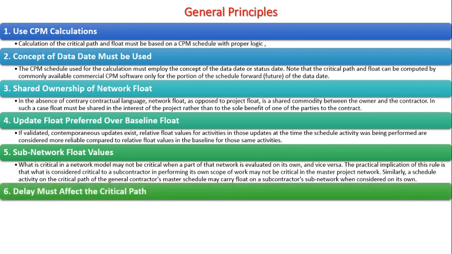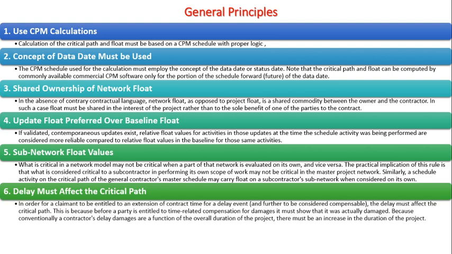6. Delay must affect the critical path. In order for a claimant to be entitled to an extension of contract time for a delay event and further to be considered compensable, the delay must affect the critical path. This is because before a party is entitled to time or compensation for damages, it must show that it was actually damaged. Because conventionally a contractor's delay damages are a function of the overall duration of the project, there must be an increase in the duration of the project.